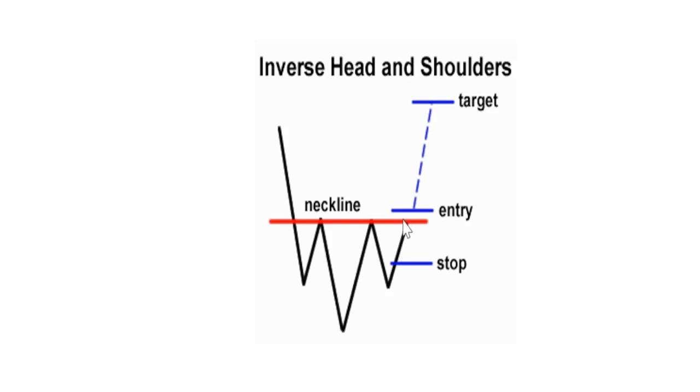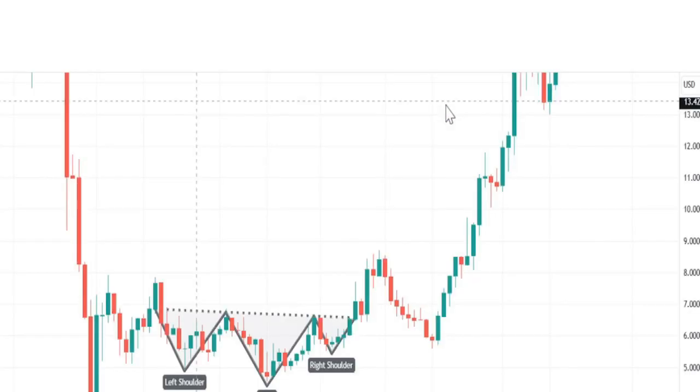So where do we enter this trade? First of all, this pattern is only completed once this neckline has been broken. So we can either enter this trade on the breakout or on the retracement. Our stop loss will be around here and our price target will be around here. So let's see an example of an inverse head and shoulders pattern.